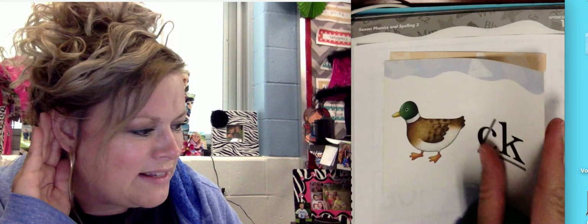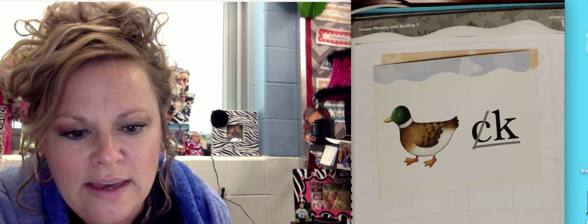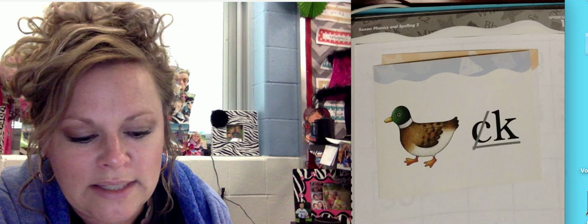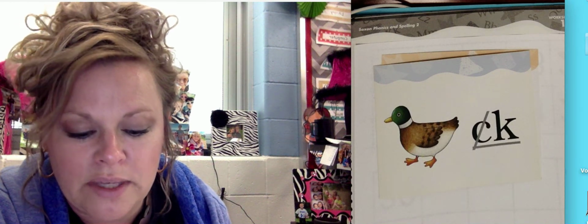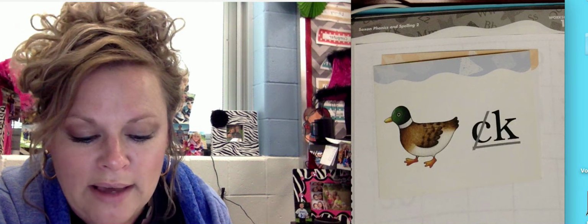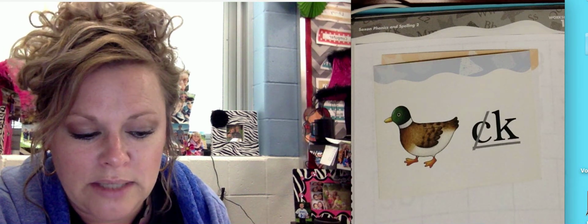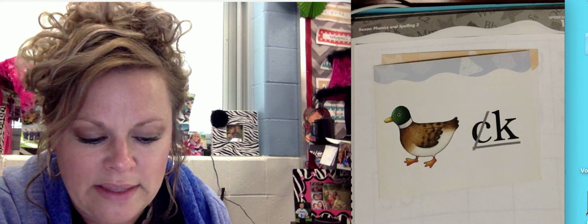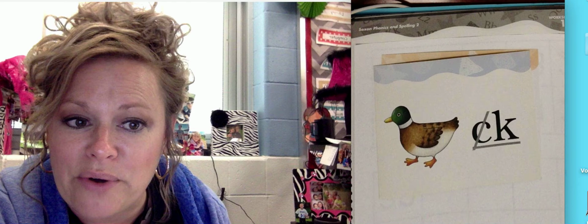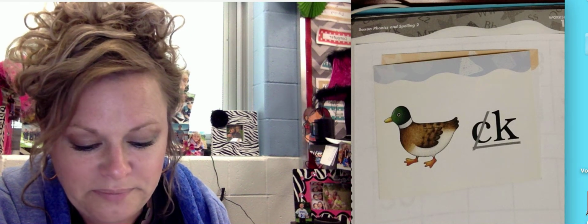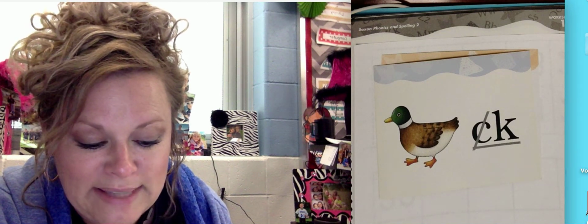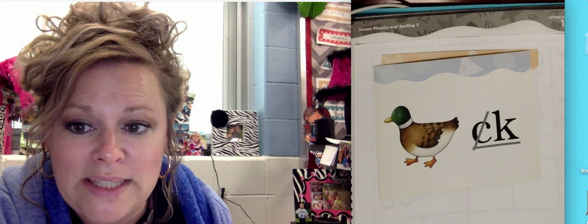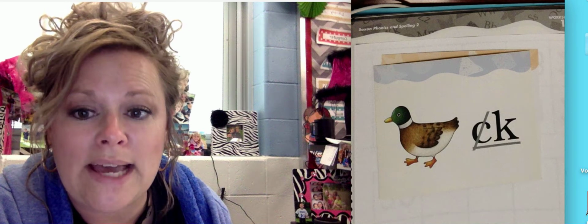Duck. You're right, it's duck. Duck is our picture card. Okay? The duck is the key word for the sound we've learned, the k sound. The word duck helps us remember the k sound because it ends with k. Does anyone know why the letter C is crossed out on our duck card? This C is crossed out because the letters in a digraph only make one sound. The sound is not k-k, it's just one sound, k.